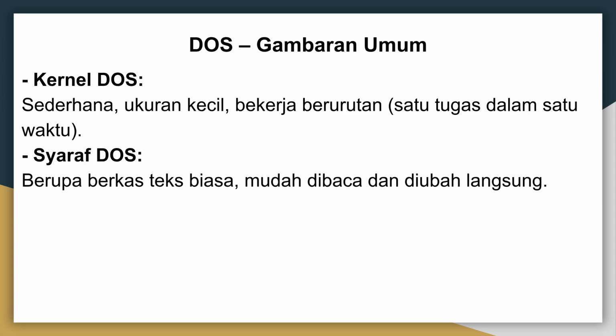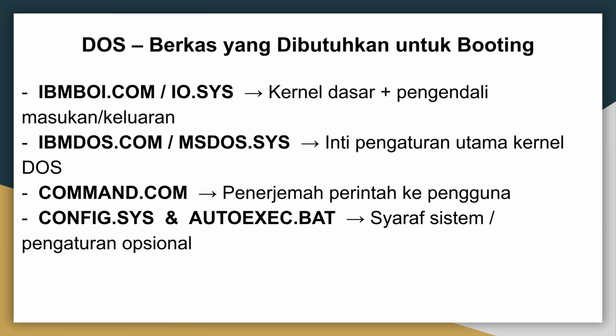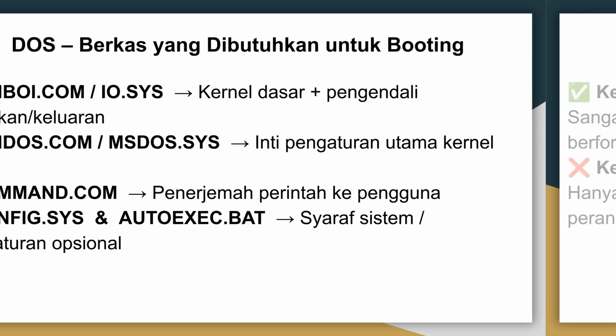The system settings are stored in simple, human-readable text files that are easy to modify. The DOS boot process is straightforward. The BIOS initializes hardware, loads the kernel into memory, then processes the configuration files config.sys and autoexec.bat to set up the working environment. Key files for a DOS boot include the kernel itself, command interpreters, and the vital configuration files that act as the system's nervous system.